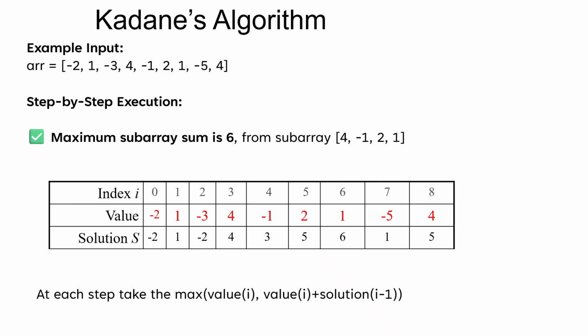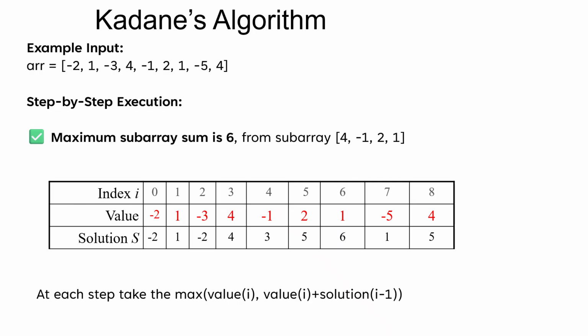Okay, so now we're assuming that we have 2 elements in the array. At each step in your solution array, you're going to ask yourself this question: what is greater, taking the value as it is, which would be 1, or adding that value to the previous solution? Okay, so adding 1 to the previous solution, which is -2, gives -1, which is not greater than just taking the value by itself. So our solution here is 1. We're going to forget about the previous solution.